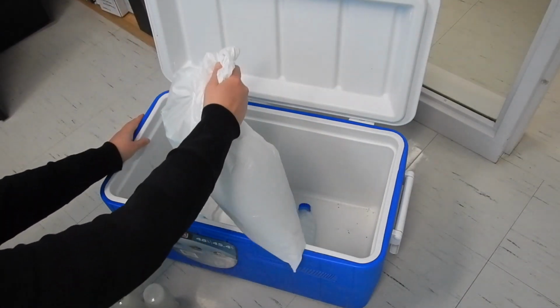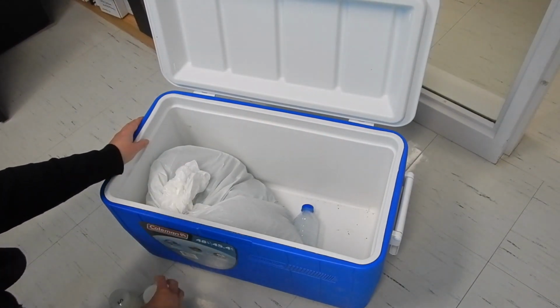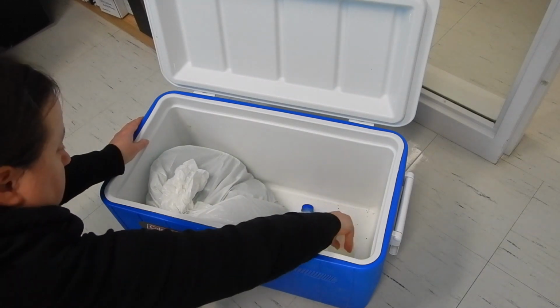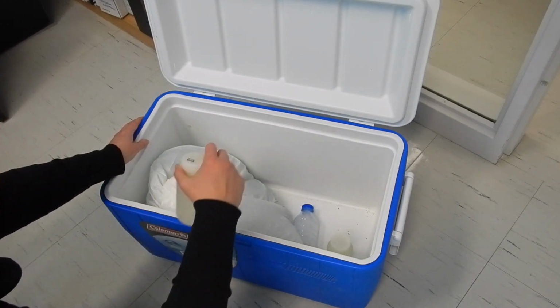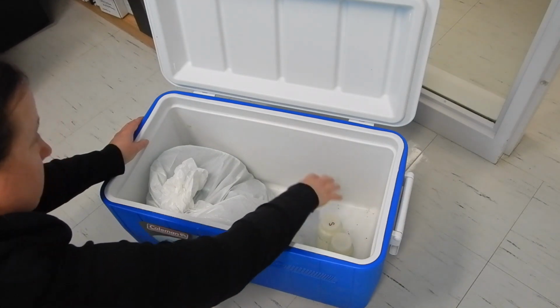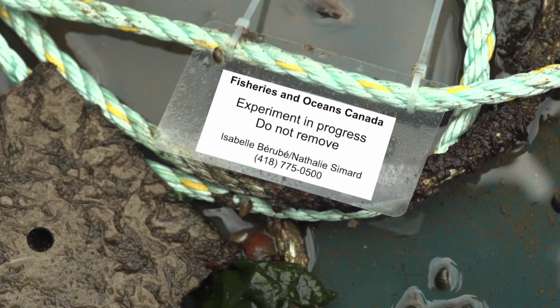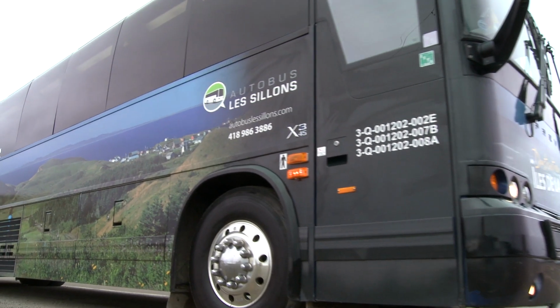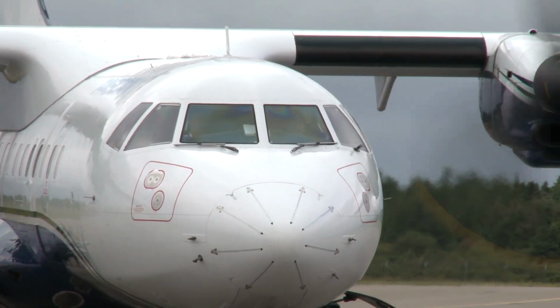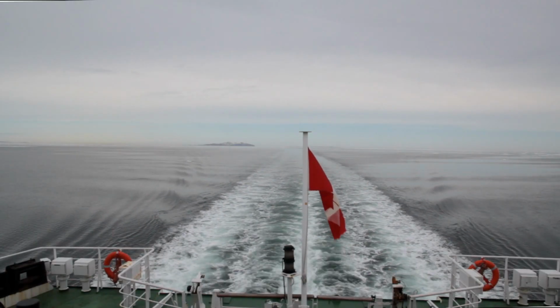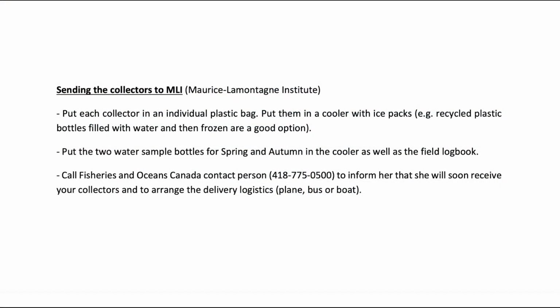Before shipping your collectors to the department, make sure to place the logbook, the 10 collectors, and the spring and fall water samples from each of your monitoring sites in different coolers so that there will be one cooler per site. Once you have completed these operations, simply contact Fisheries and Oceans Canada to make shipping arrangements either by bus, plane, or ship. You will find the number to call in the instructions for the use of invasive species collectors included in the first pages of your field logbook.